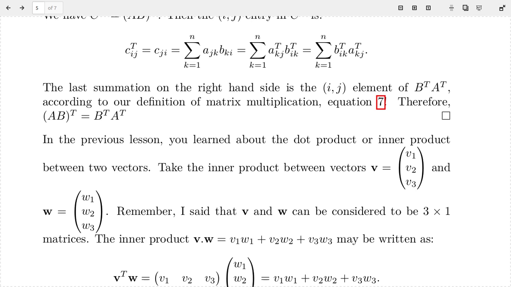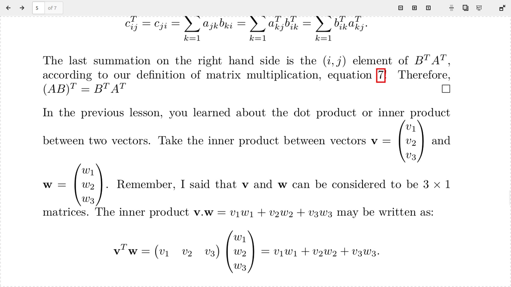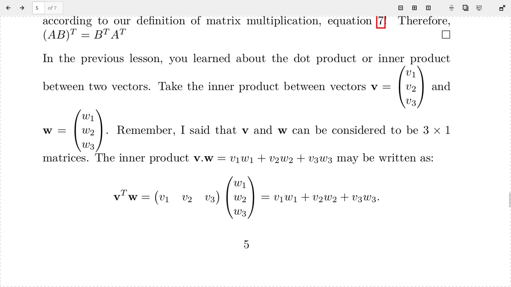Now in the previous lesson, of course, you've learned about the dot product or the inner product, right? V dot W equals V1 W1 plus V2 W2 plus V3 W3. And remember, I said that the vector is a 3 by 1 matrix or a 2 by 1 matrix, depending on whether you're dealing with three-dimensional or two-dimensional vectors. So the dot product between V and W can be written as V transpose times W. With the rules of matrix multiplication, you get this. You should work it out and see why this works.